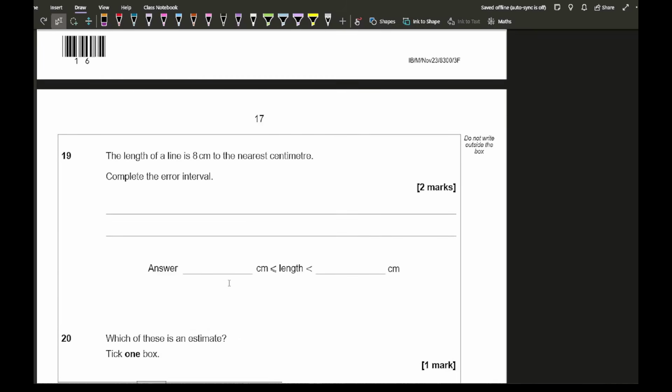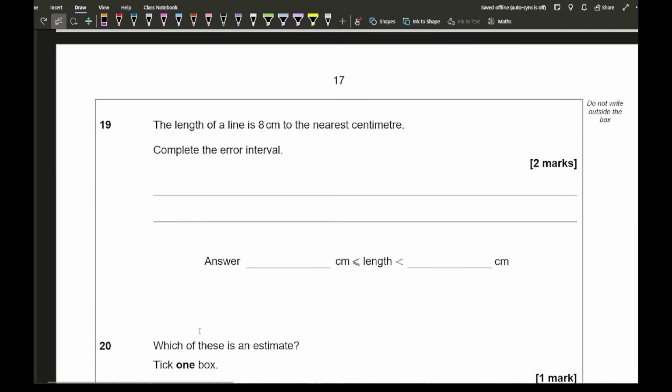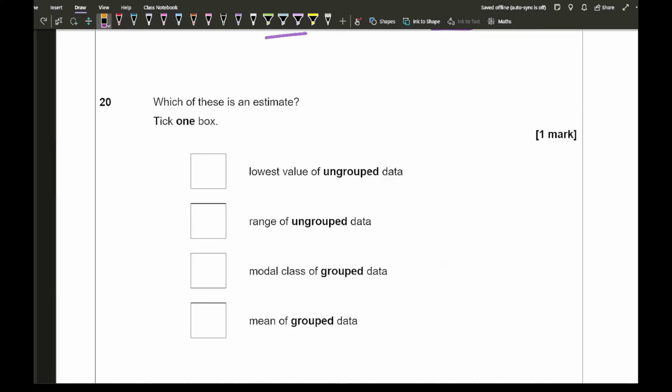Moving on to question 19, so let's just zoom in so we can see it a bit clearer on the screen. It says the length of a line is 8 centimetres to the nearest centimetre, complete the error interval. So for error intervals, what we need to do is look at the rounding and we divide that by 2. So 1 divided by 2 is 0.5, and then we add and subtract that from the original amount. So here it's going to be 8 minus 0.5, which is 7.5, and 8 plus 0.5, which is 8.5. And there we go.